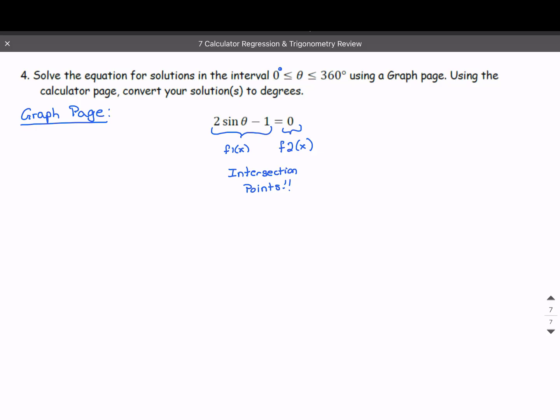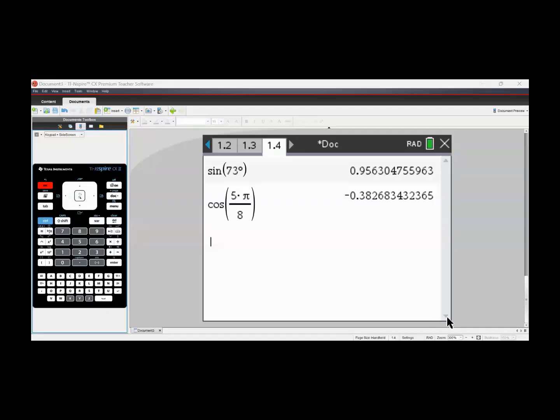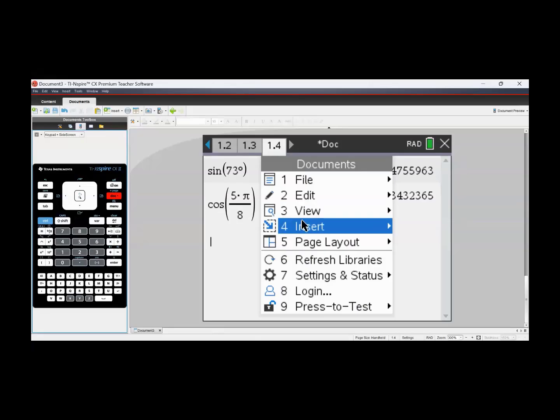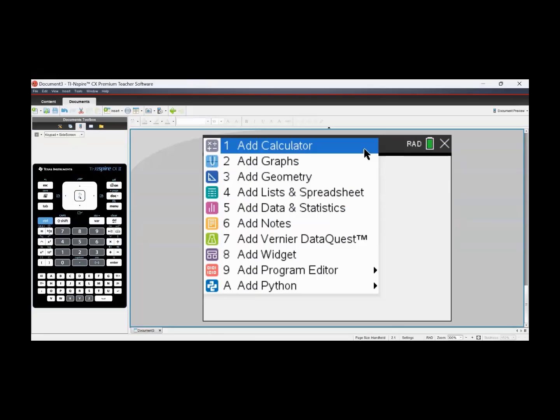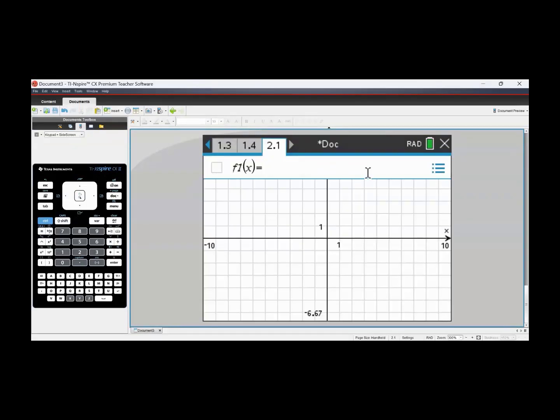So for us, on the graph page in f1 of x, we're going to enter 2 sine, now here's the catch, can't put theta, x, and remember your calculator is going to open parentheses, so we have to close it before we minus 1. f2 of x equals, we're going to put the right-hand side of the equation, which is 0. Let's go put that in our calculator. This time, I'm going to press Doc, Insert, and I'm going to put in a problem so that it's not connected to anything else we've done. I'm going to enter a graph page. Make sure you're still in radian mode.